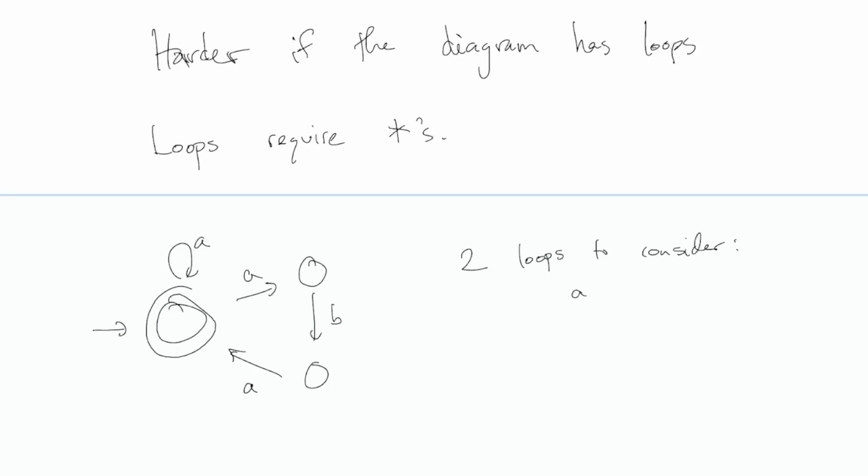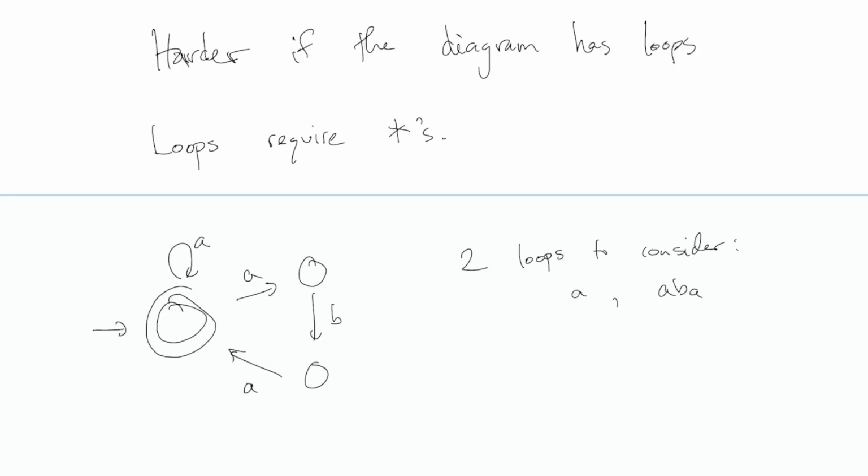And one looks like A, and the other looks like ABA, right? It starts at the accepting state, but starting here, you can do this A over and over again, or you could do this ABA over and over again. Or you could mix and match them, right? Like you could do the A a few times, and then the ABA a few times, and then back to the A a few times. How do I combine all of this with stars and whatever?